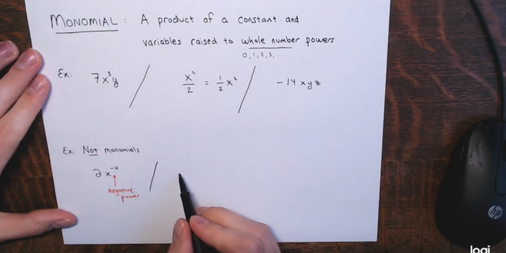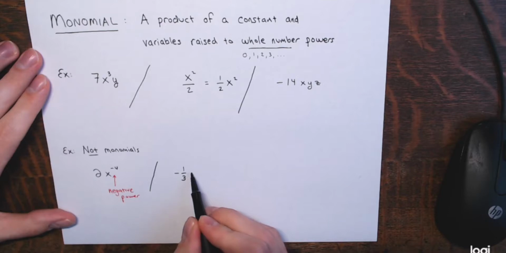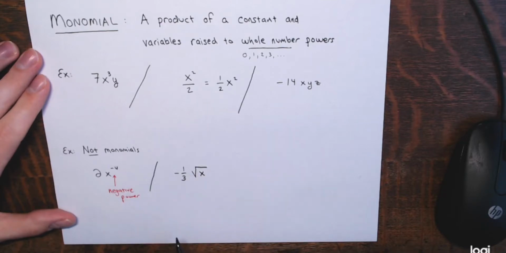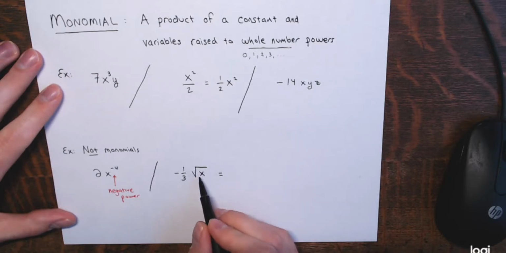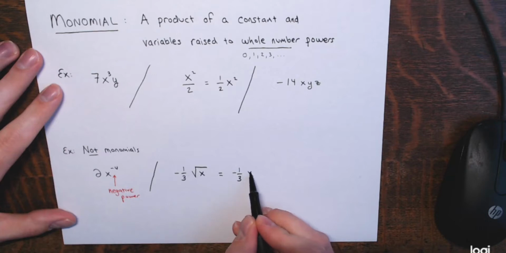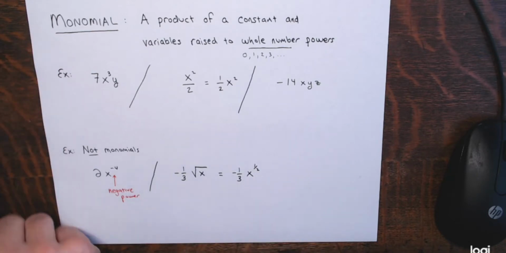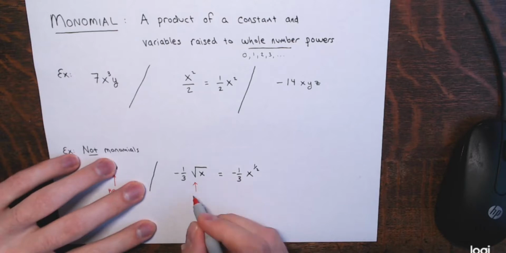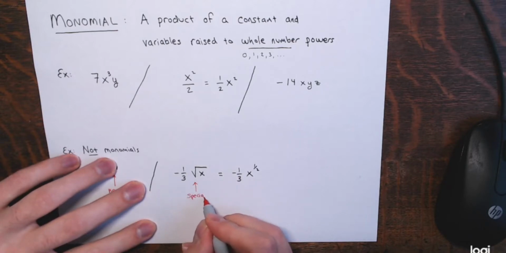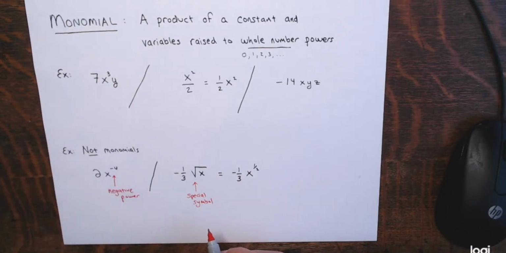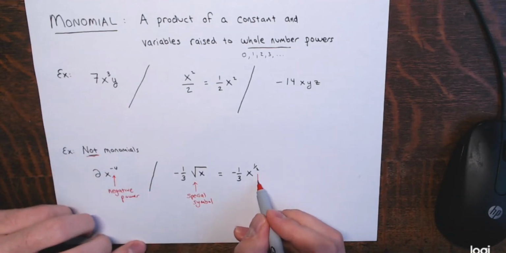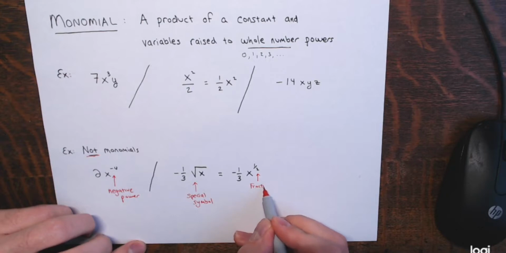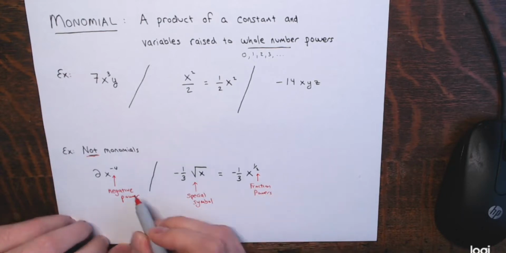Say just negative 1/3 times the square root of x. Now you may have heard this before, you may not have, but the square root of x is actually the same thing as x to the 1/2 power. But you're not going to see special symbols. You know, there's a special symbol there like a square root or absolute value. You're not going to see special symbols in a monomial, or you're not going to see fraction powers in a monomial. You're not going to see negative powers in a monomial.